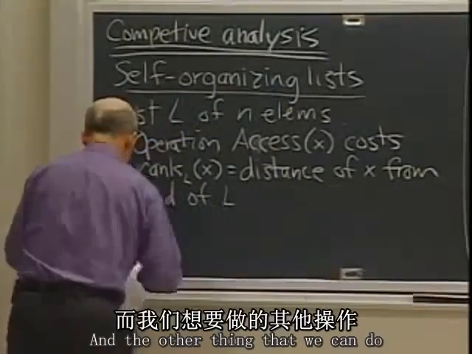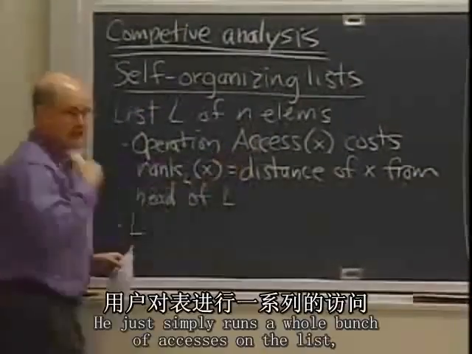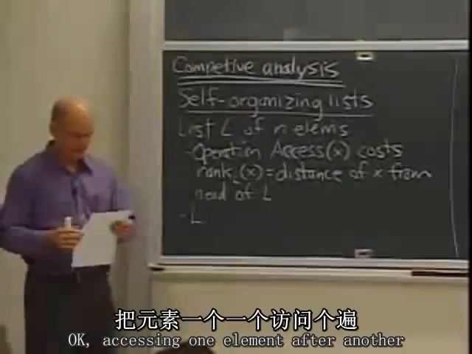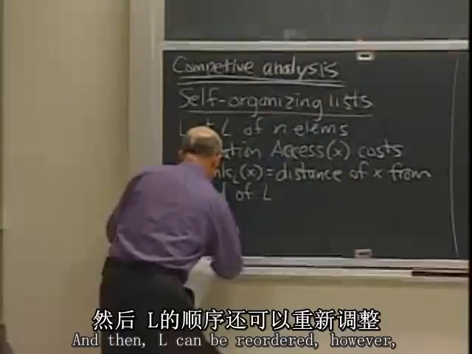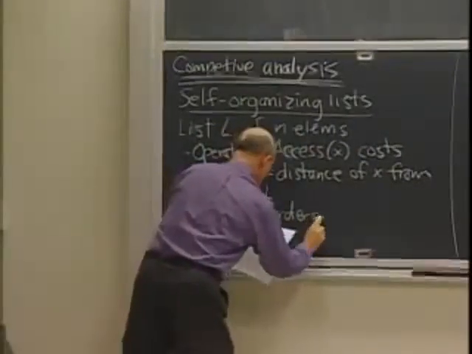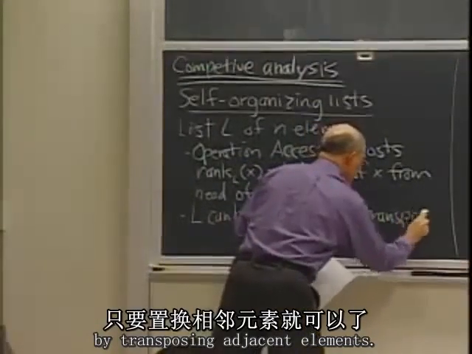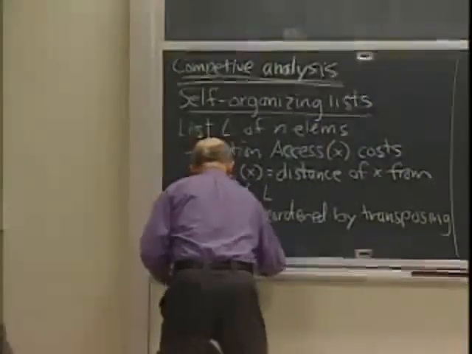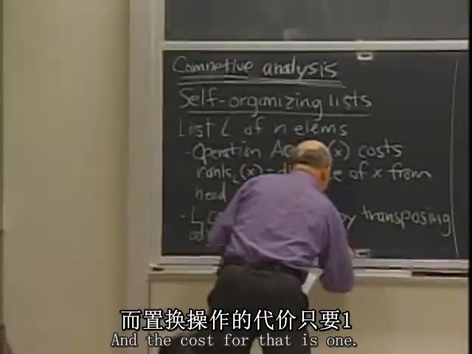And the other thing that we can do is that the algorithm can do. So this is what the user would do. He just simply runs a whole bunch of accesses on the list, okay, accessing one element after another, in any order that he or she cares to. And then L can be reordered, however, by transposing adjacent elements. And the cost for that is 1.